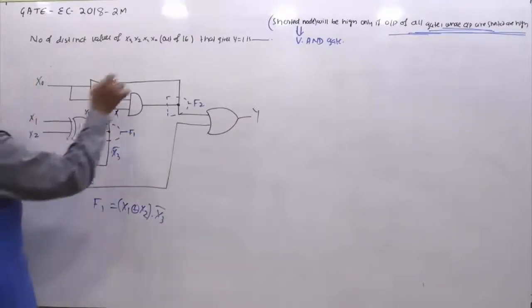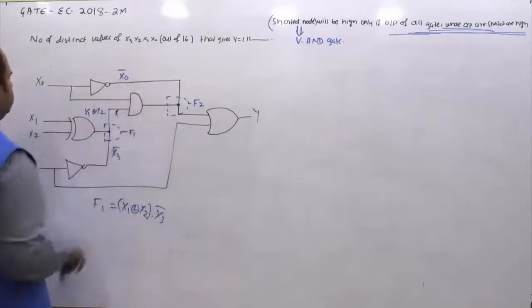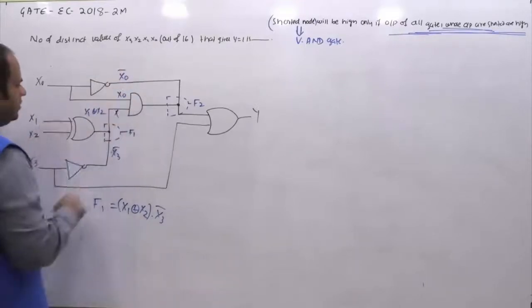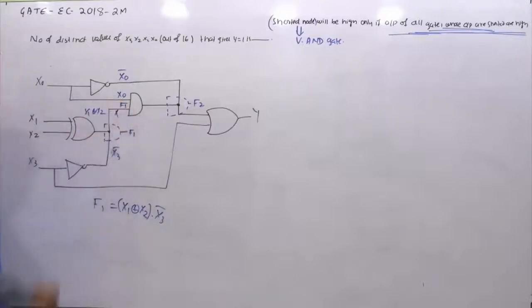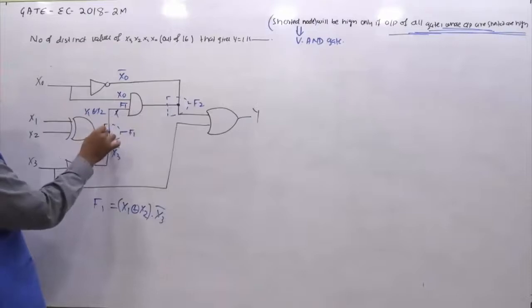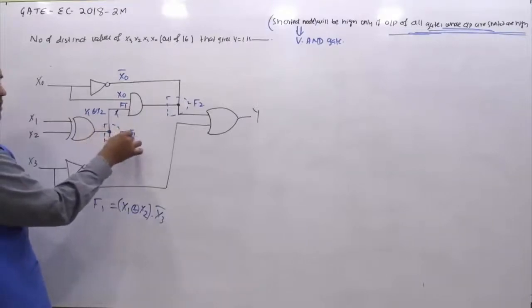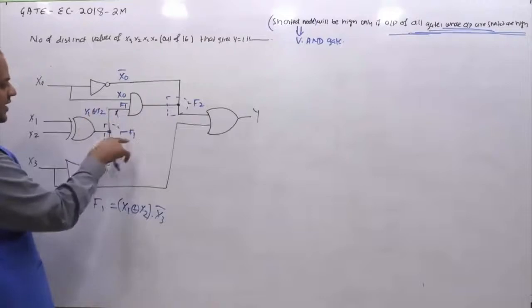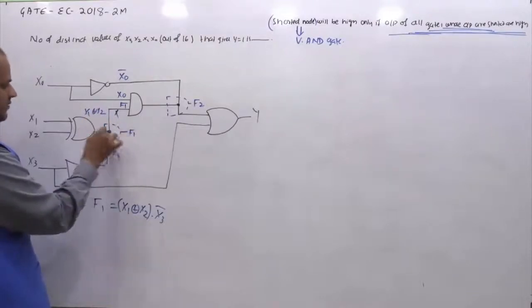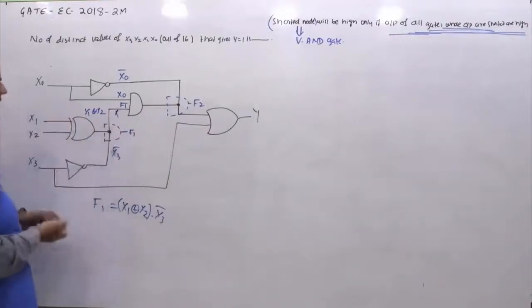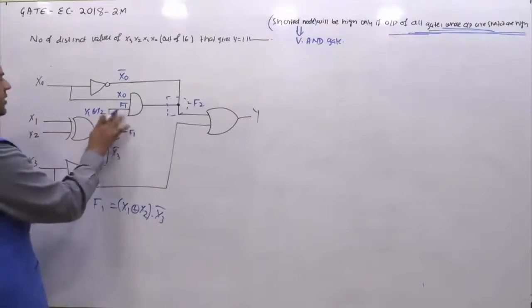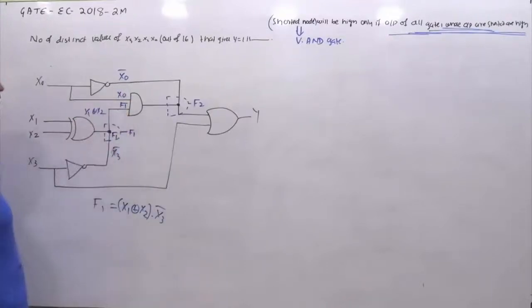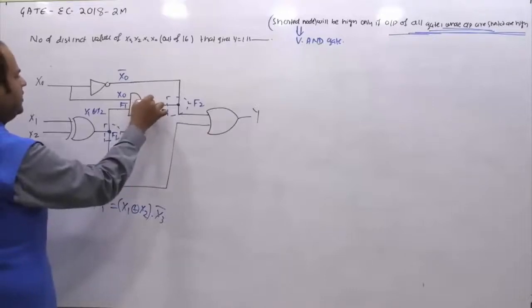If this is X0, this is a NOT gate, so it is X0 bar. If this is X0, this is X0. So this is your F1, right? This node is F1, I am telling. If I am saying the output of this is like an AND gate, it means the logic expression of this node is nothing but the AND combination of this and this. So this is actually F1. If this is F1, this is also F1, because this is the same node. So the output of this is F1 into X0.